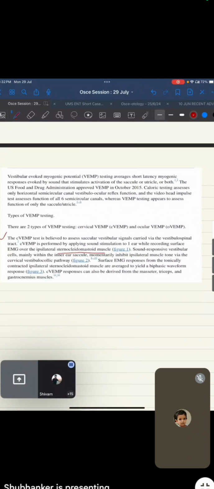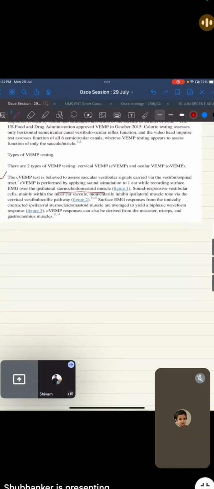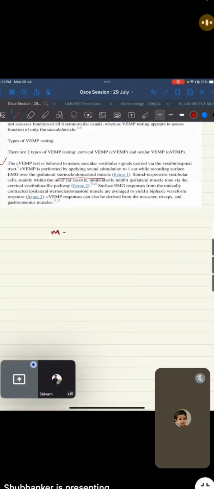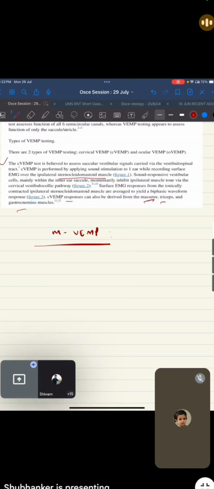These days, M-VEMP is also being done. This is something new. Please elaborate, doctor. It's a myogenic vestibular evoked myogenic potential. So basically, in the last line mentioned in this article, C-VEMP responses can also be derived from masseter, triceps, and gastrocnemius muscles. So they have probably something like that. I've not read about it.